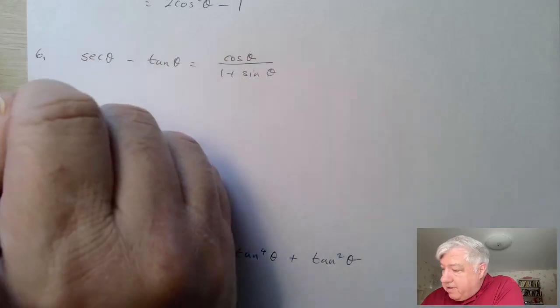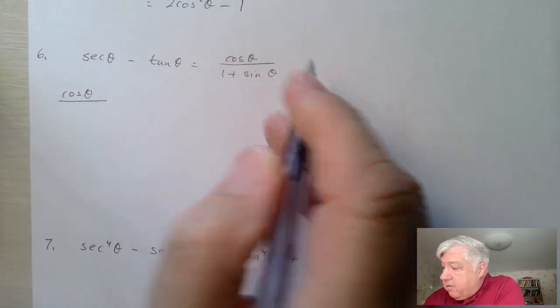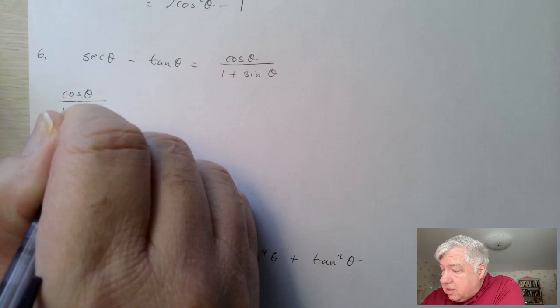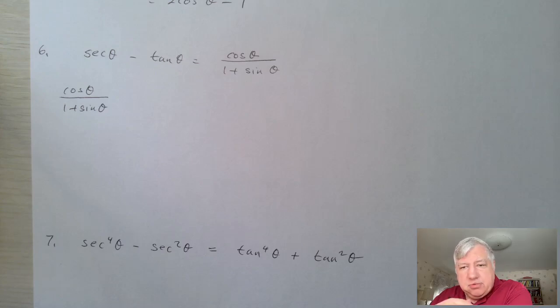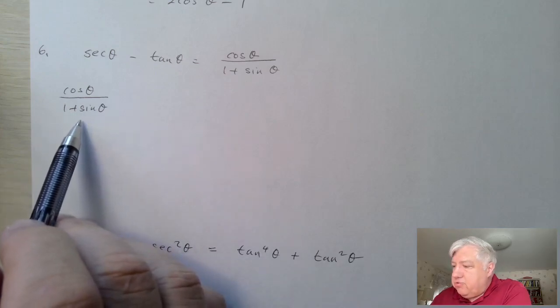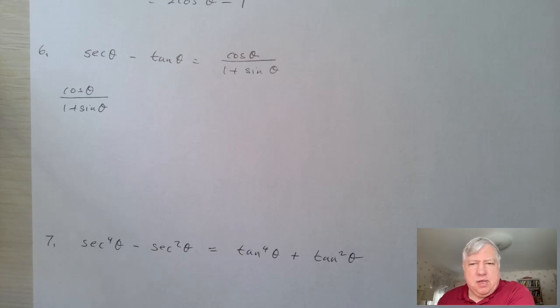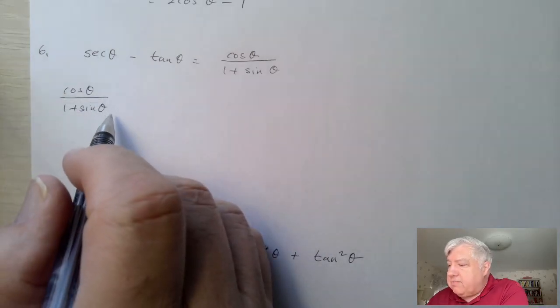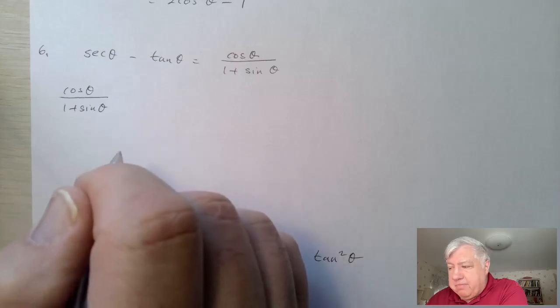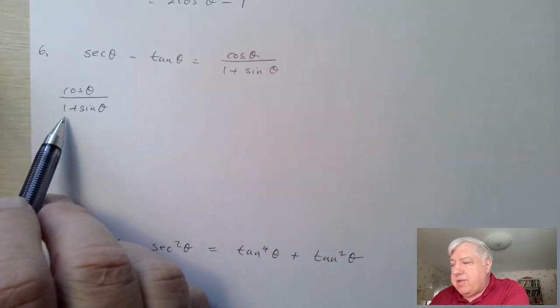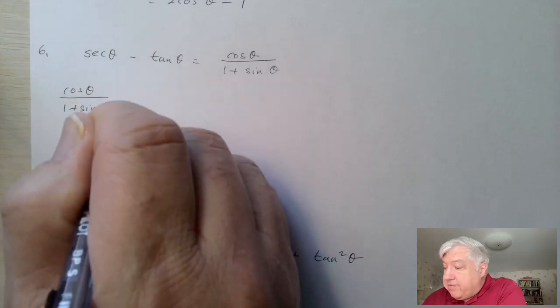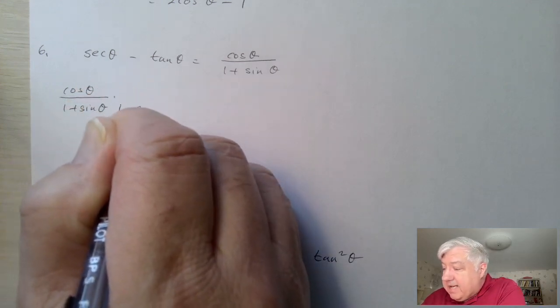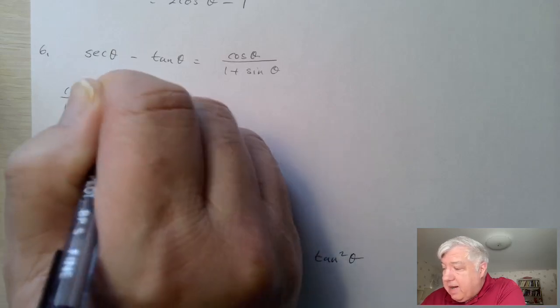So if we start here, cosine theta over 1 plus sine theta. Now at first it looks like there's not a whole lot we can do right now. We can't break this up, but we can use the trick of, quote-unquote, rationalizing the denominator by multiplying and dividing by something. We'd like this to be 1 minus sine squared, which would be great. We can do that if we multiply this by 1 minus sine theta. And if we do that on the bottom, we have to do it on top.